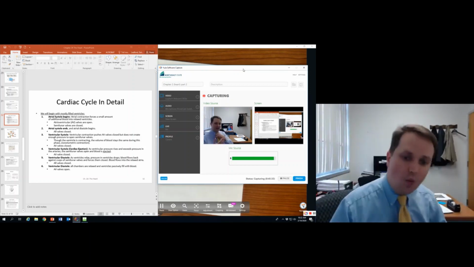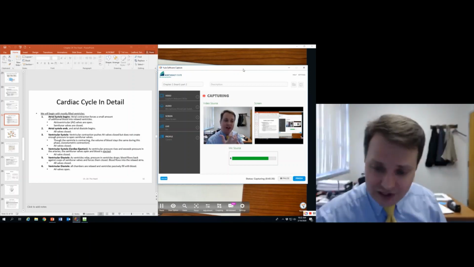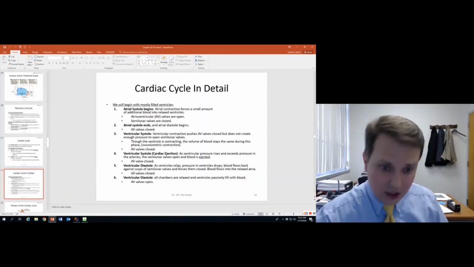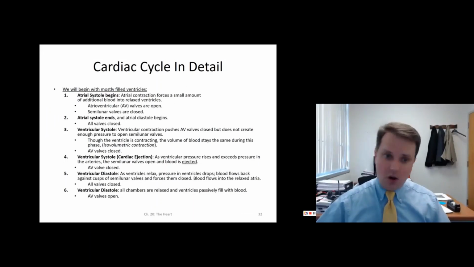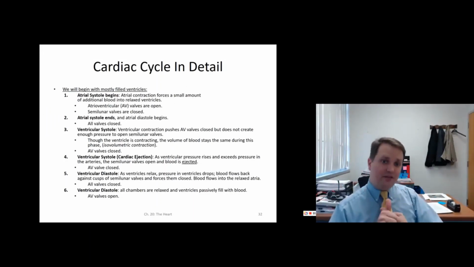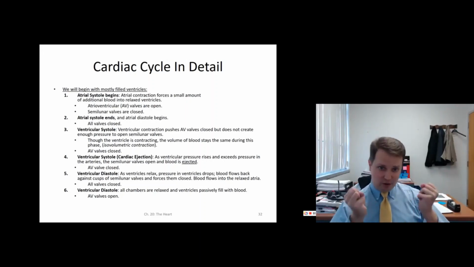So when the ventricles contract, blood leaves those ventricles through the semilunar valves. Okay? During atrial systole, AV valves are open, but the semilunars are closed. The atria force blood into the ventricles. We have a mostly filled ventricle. Now the ventricles are filled. Atrial systole ends. Atrial diastole begins.